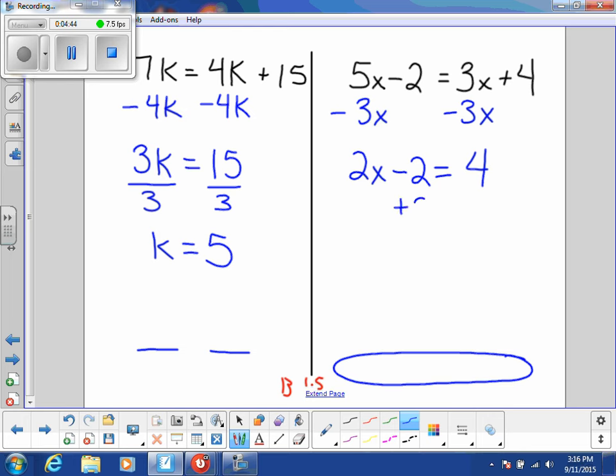Since you have a constant with a minus sign in front of it on the left with the variable, you can add 2 to both sides. That's also called isolating the variable term. And that produces a short one-step equation, 2x equals 6. That's the only thing I have left to do. Divide by the coefficient. x equals 3. Hopefully, if I've done everything right, that is the solution to this equation.